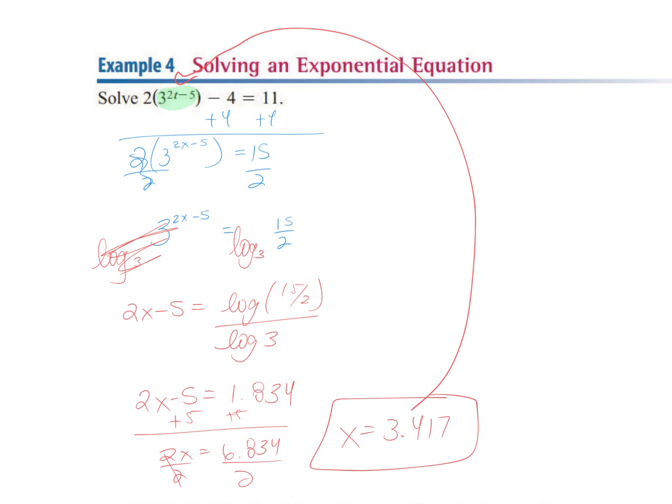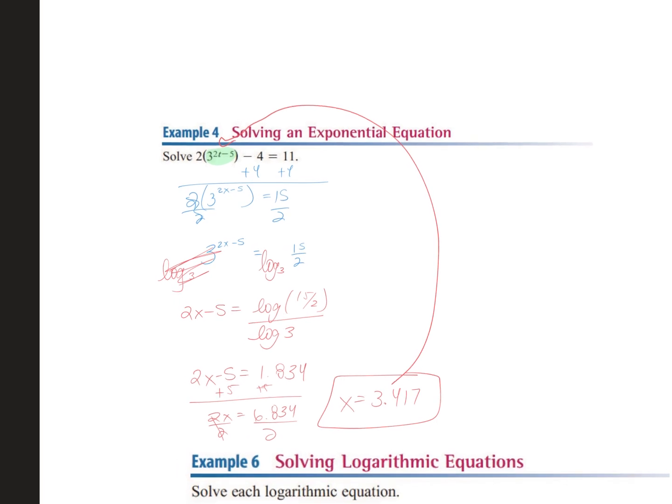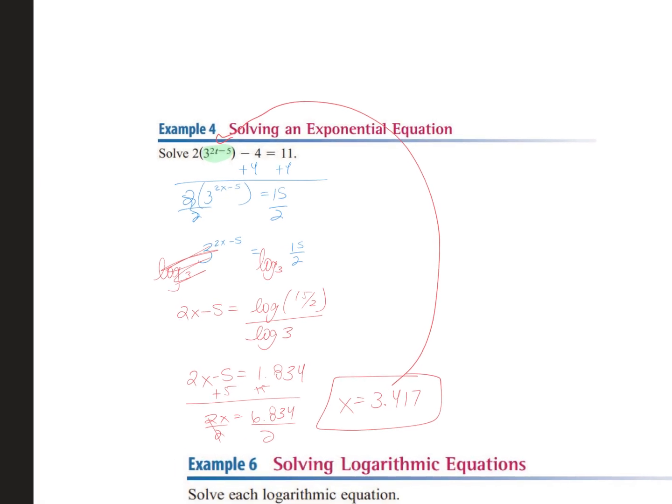Close your parenthesis, and then minus 4. What do you guys get? 10.99. 10.999. That's pretty darn close to 11, right? Yeah. Okay, good. So anytime you start off with an exponential and you go through the process and you solve, you can always just take your x, plug it right back in, just make sure that it works.